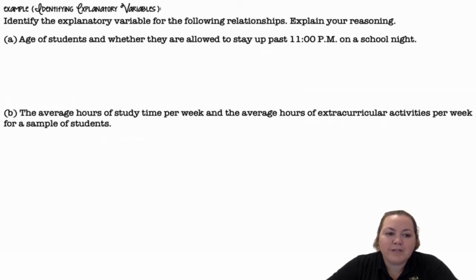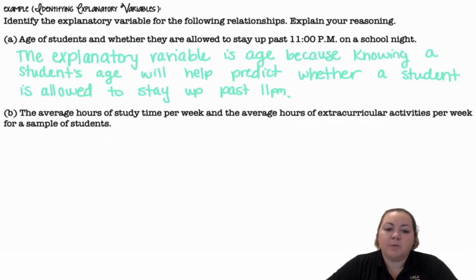All right, let's do our first example. Identifying explanatory variables. Identify the explanatory variable for the following relationship. Explain your reasoning. So, age of students and whether they are allowed to stay up past 11 p.m. on school nights. All right, I would say that the explanatory variable is age because knowing a student's age will help predict whether a student is allowed to stay up past 11 p.m. Okay, typically as students get older, their bedtimes get later.